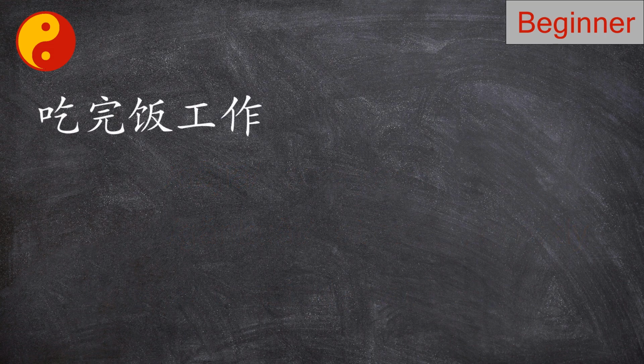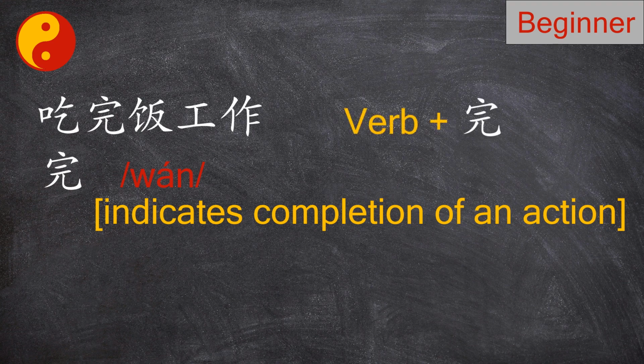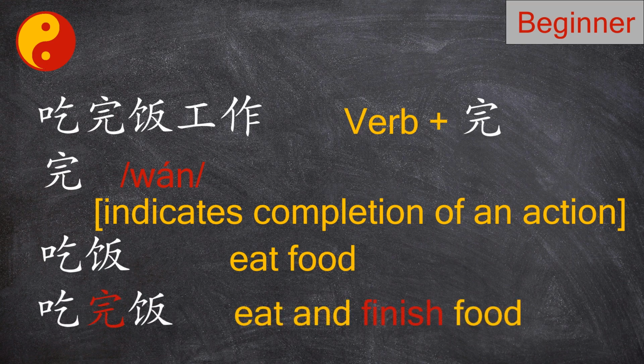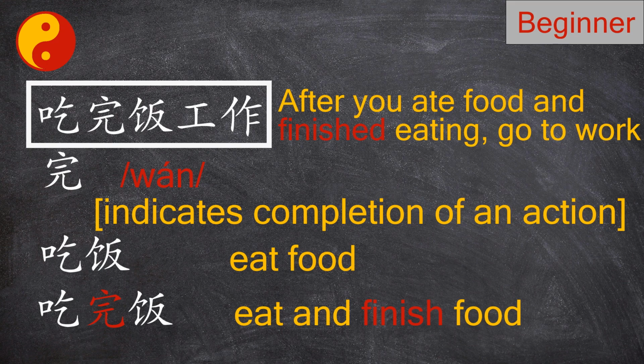吃完饭工作. The word 完 is a complement which indicates completion of an action. The structure is verb plus 完. For example, 吃饭 means eat food. 吃 is the verb. So, 吃完饭 means eat and finish food. Now, 吃完饭工作 means after you ate food and finished eating, go to work.